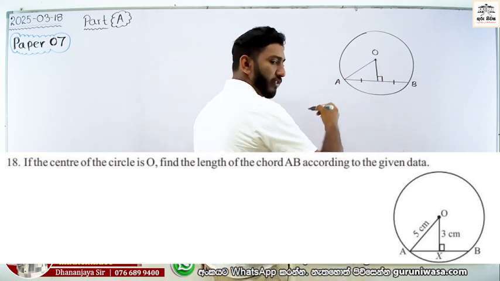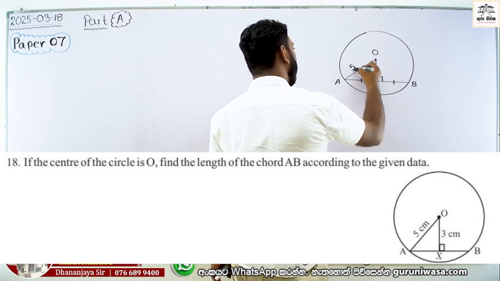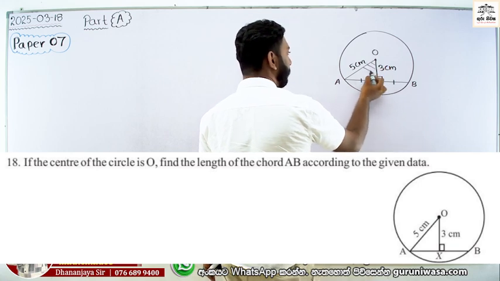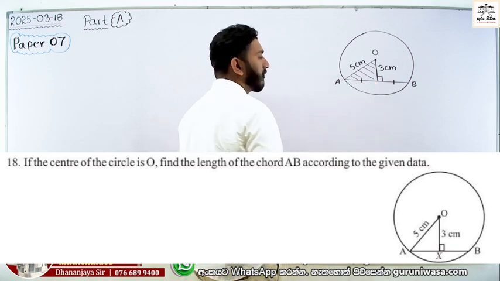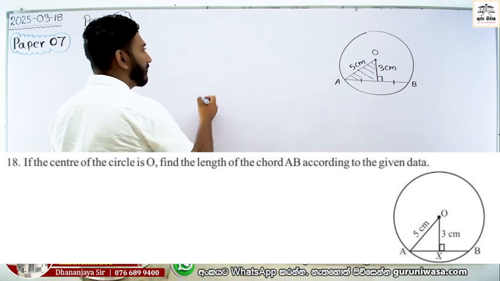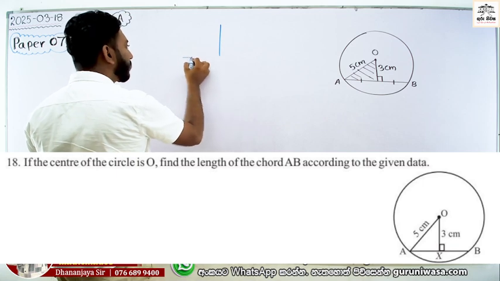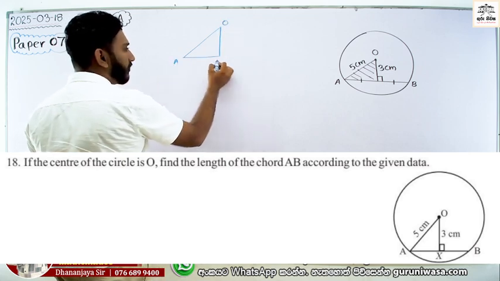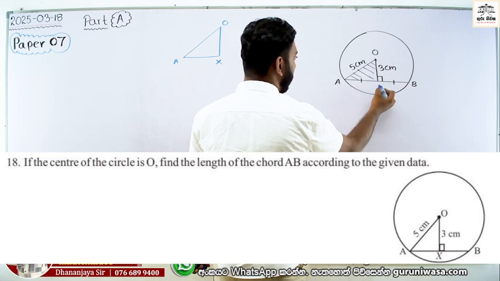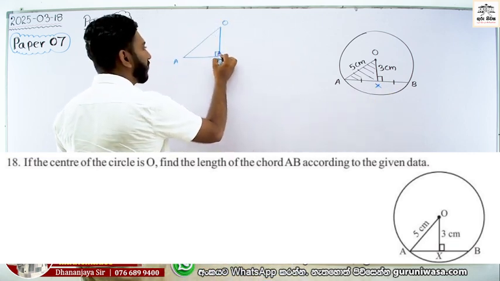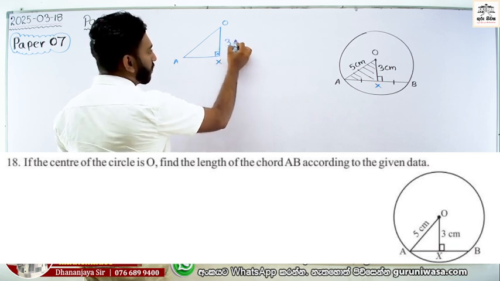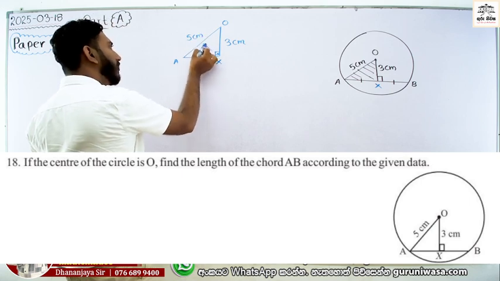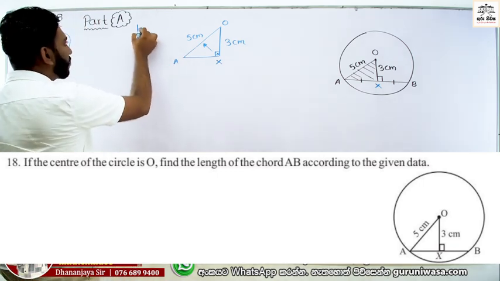Now look at this. AO is a radius, and this one is 5 cm. This one is 3 cm. Now look at this triangle. This is a right angled triangle, so you can use the Pythagoras theorem. This is O, this is A, and this is X. This is a right triangle with 3 cm and 5 cm, and this side we call the hypotenuse.